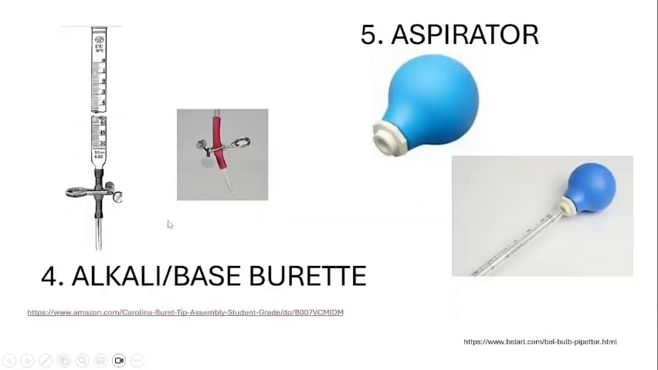Next, we have an alkali or base burette. Earlier, we were shown the acid burette. This time, it's for the base. To differentiate the two, you look at the stopcock or the stop valve. For base, the material here is a rubber tubing, while for acid, it's either the glass or the PTFE.